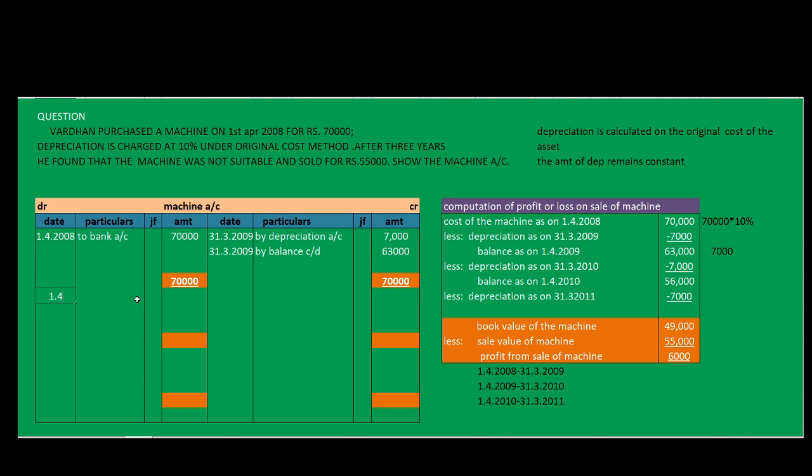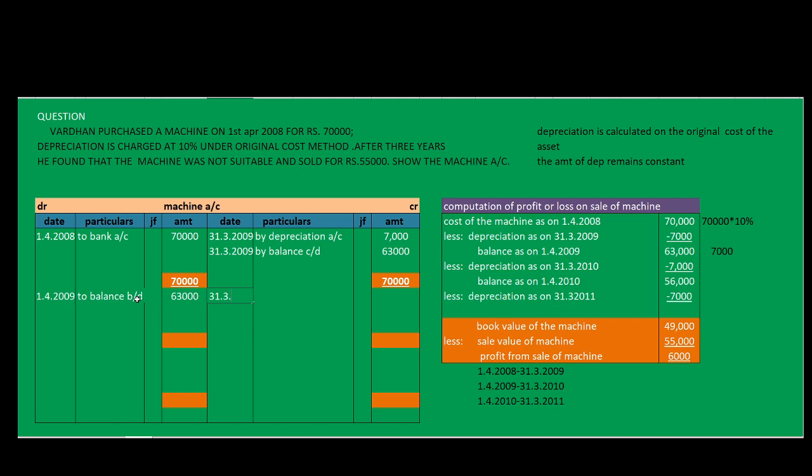Now as on 1/4/2009, the next financial year begins immediately the next day after the completion of the previous financial year. So here we have to bring down the previous year balance as opening balance. Previous year closing balance is 63,000. That becomes the opening balance for the current year. So to balance brought down. Simple. So now the amount is 63,000. Understood? Yes sir, understood.